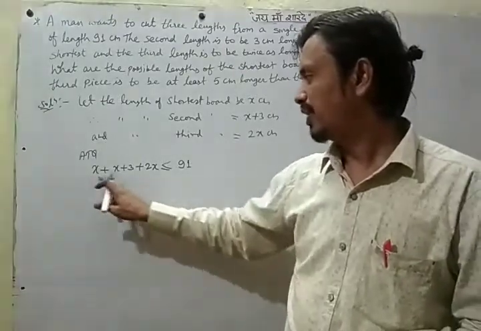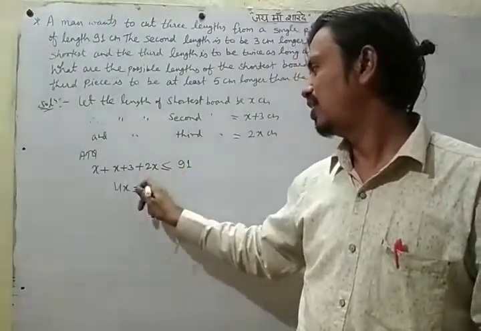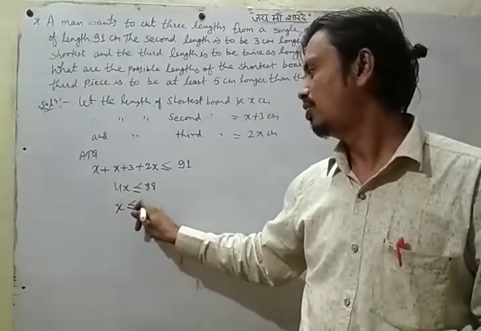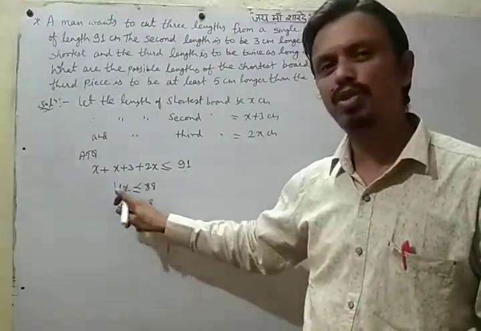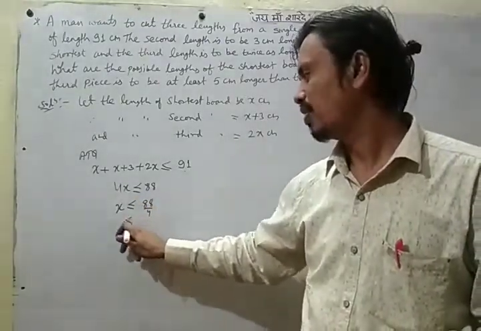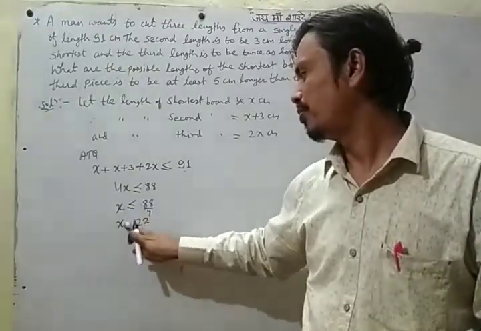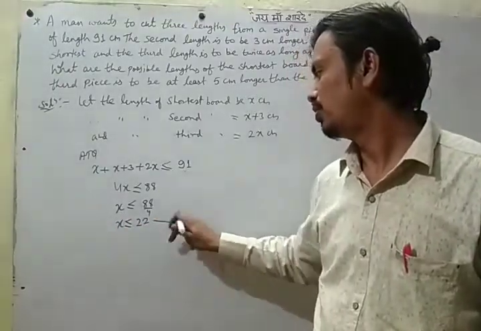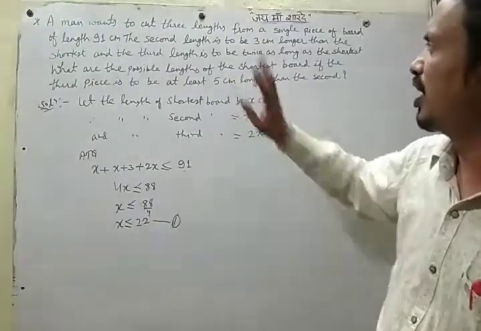So now x plus x plus 3 plus 2x is 4x plus 3, and 91 minus 3 is 88. Then x is less than or equal to 88 by 4. And again 4 is positive, so the sign will remain the same. So x is less than or equal to 22. So from the one condition we got x less than or equal to 22.